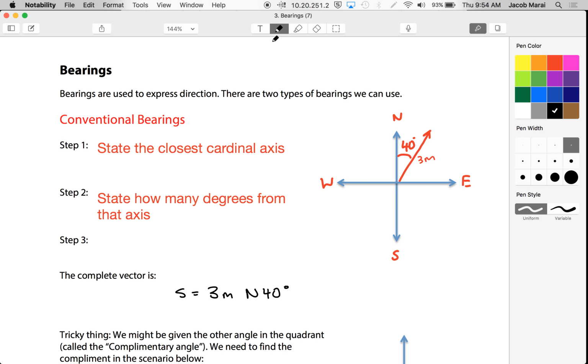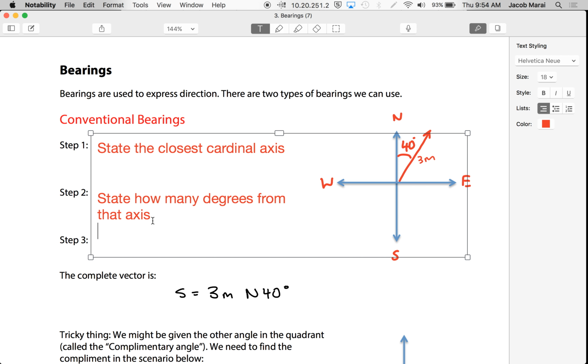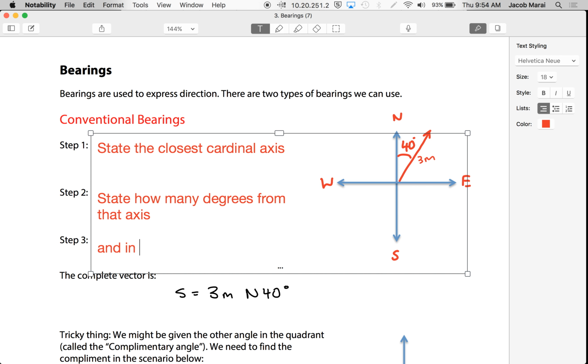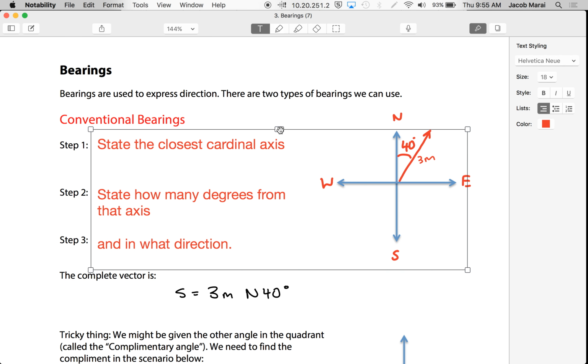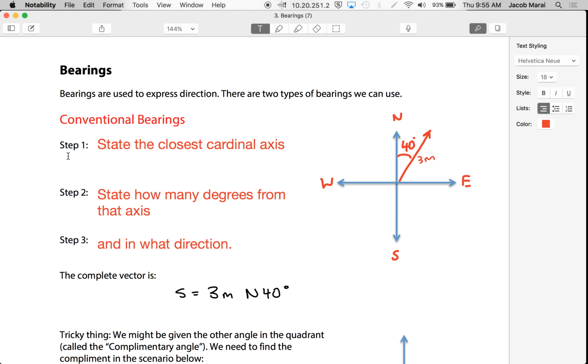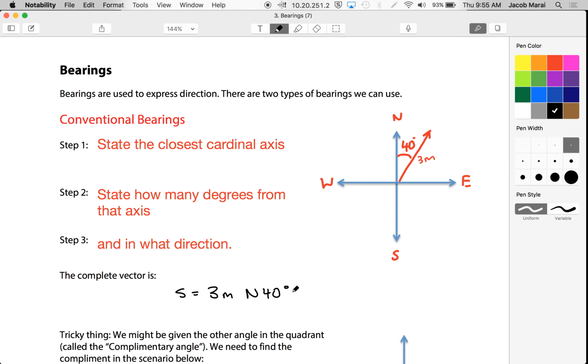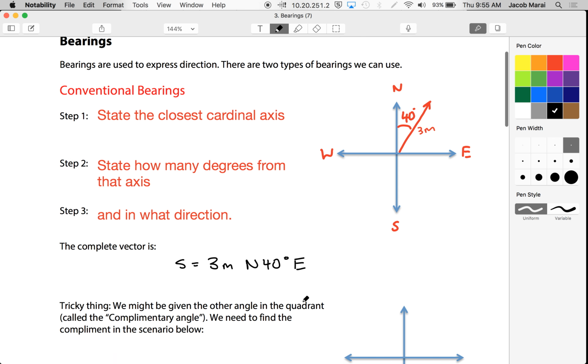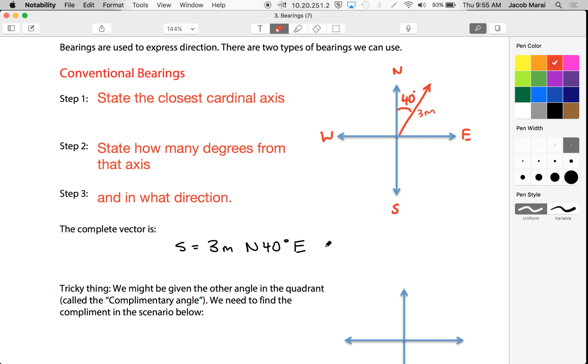And then the last one, in which direction? In this case, well, if you're stating north, you can either be west or east. In this case, the vector is 40 degrees east from north. So our final vector is 3 meters north, 40 degrees east.